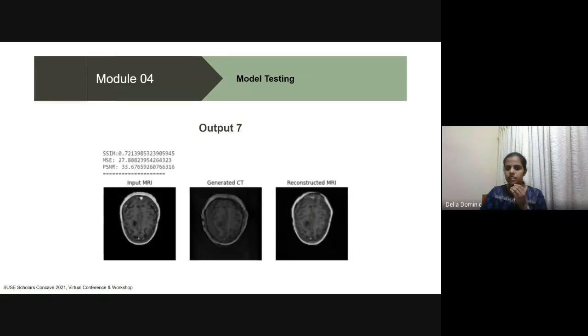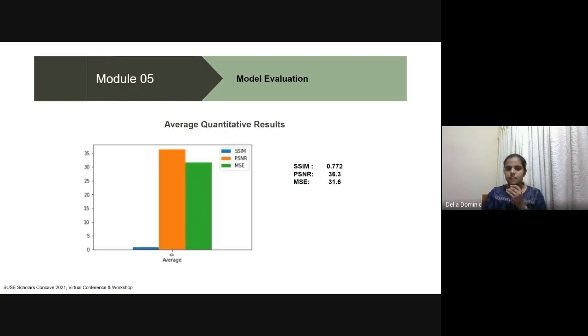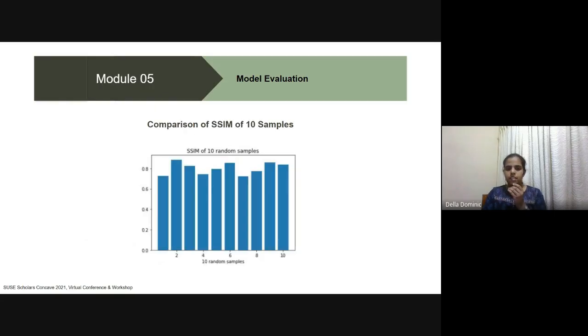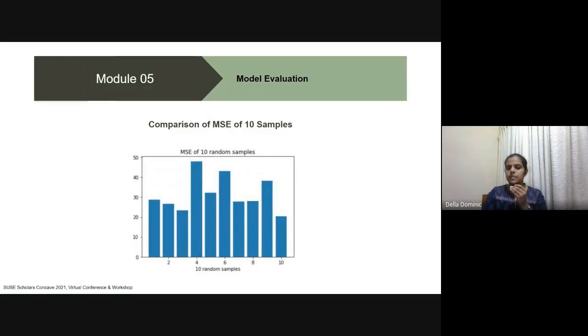These are 10 samples, and these are the quantitative results obtained for these 10 samples. As you can see, average SSIM accounts to be about 0.772, PSNR about 36, and MSE is about 31.6. Graphical representation of the results: this is the SSIM of all the 10 samples. As said earlier, a higher SSIM value is preferred and the average is a high value. Similarly, PSNR is also a high value for all the 10 samples, and comparatively, MSE value is lower, except for a few data points.